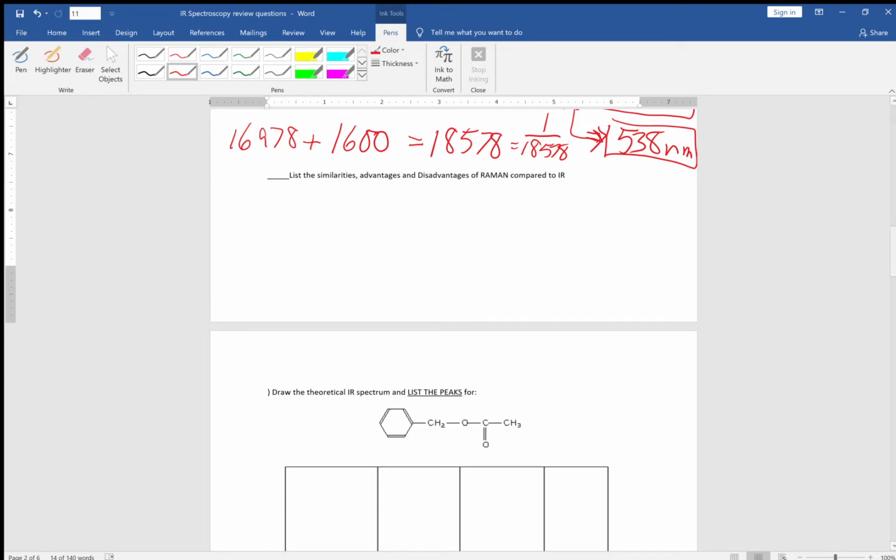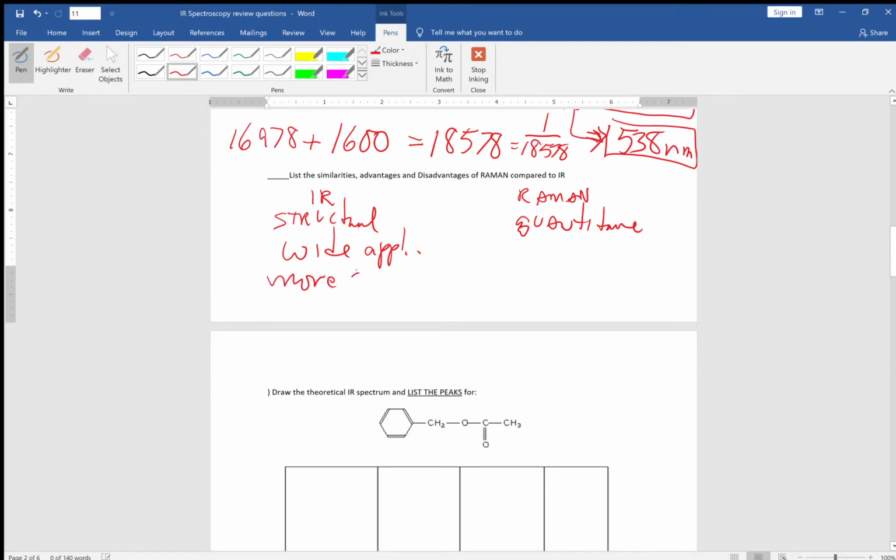Advantages and disadvantages of Raman and IR are pretty straightforward. IR versus Raman. Really, this is structural information. This is quantitative. IR has wide applicability and more structural information.